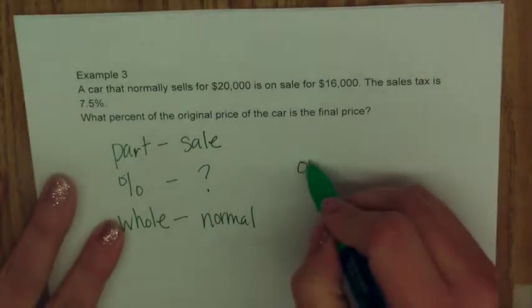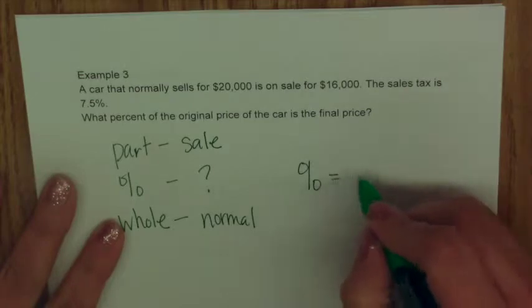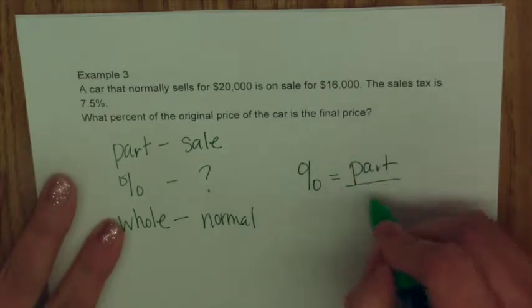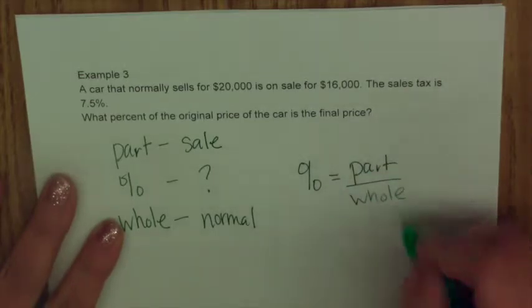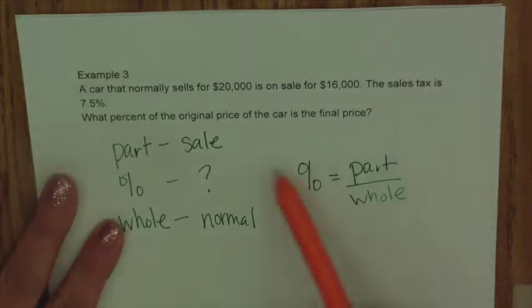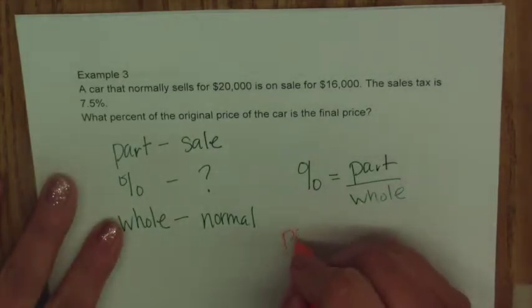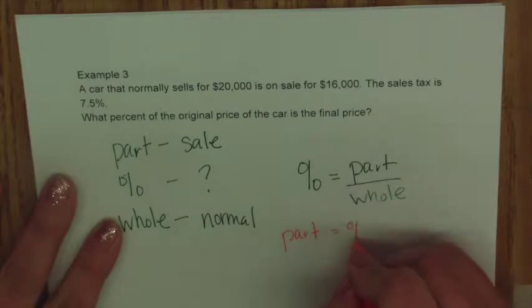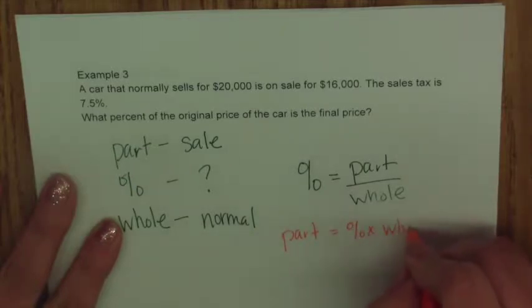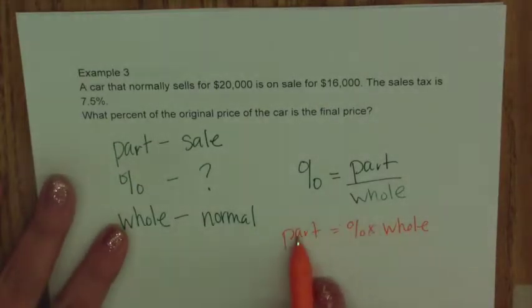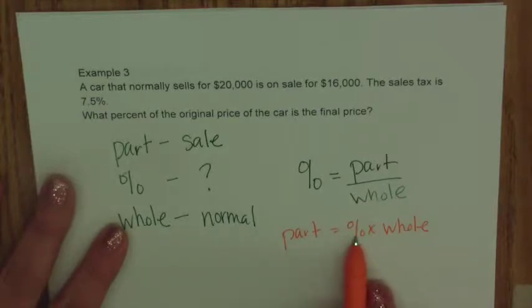So we talked about on a previous problem that to find our percent, we do the part divided by whole. Now, if you didn't already remember this, if we think back to our equation, part equals percent times whole, and you think about how we would solve this equation for percent, we would divide by the whole, which is where we come up with this part.